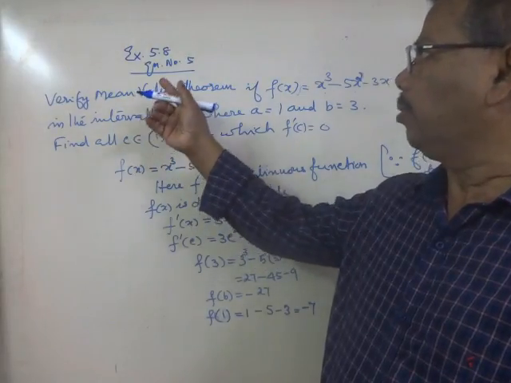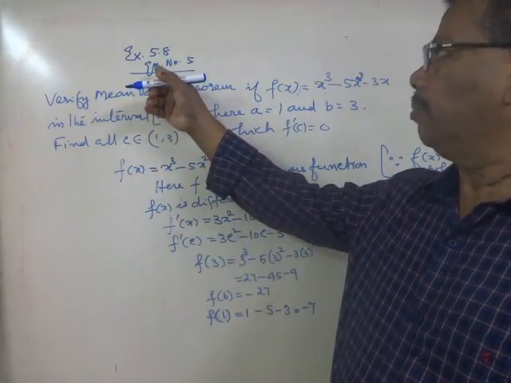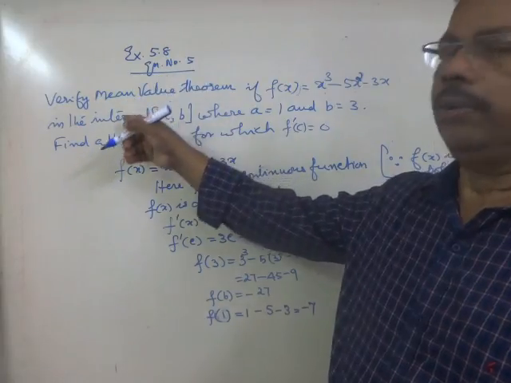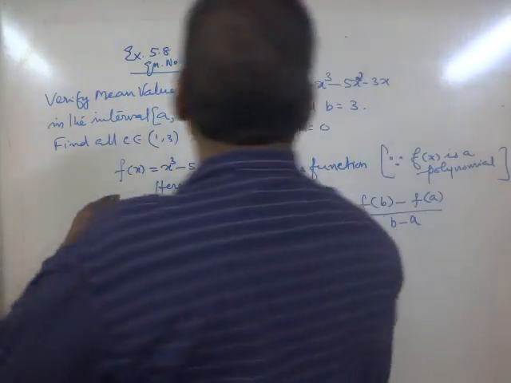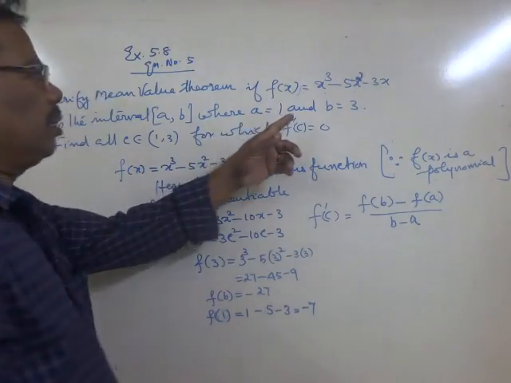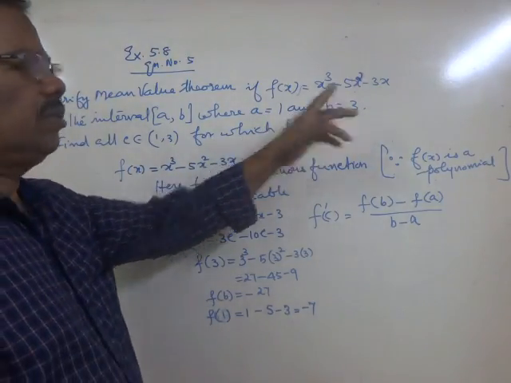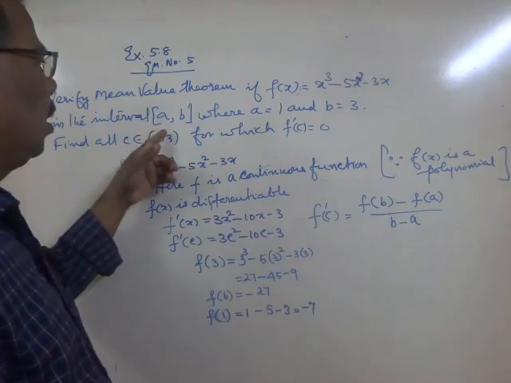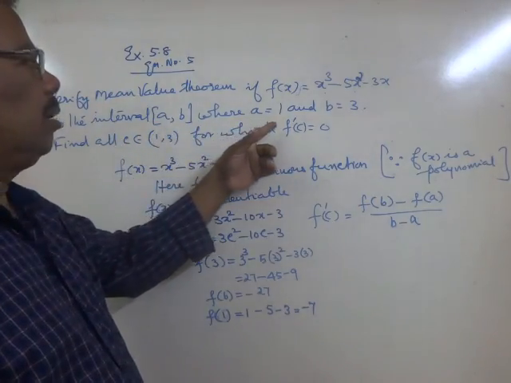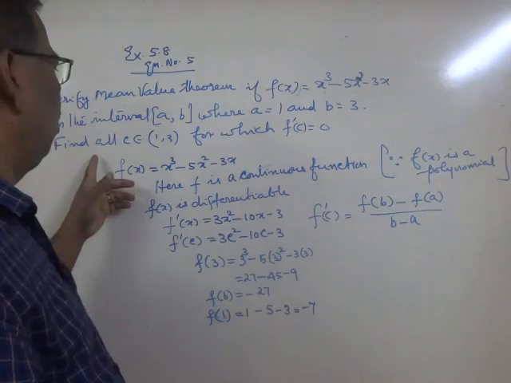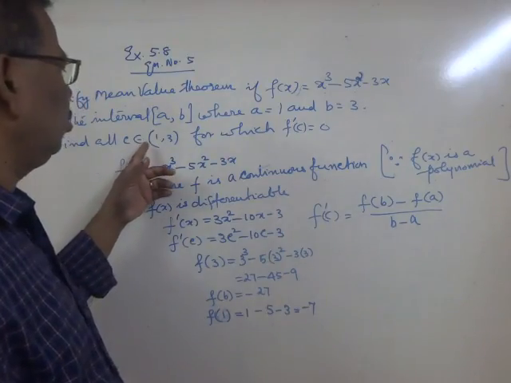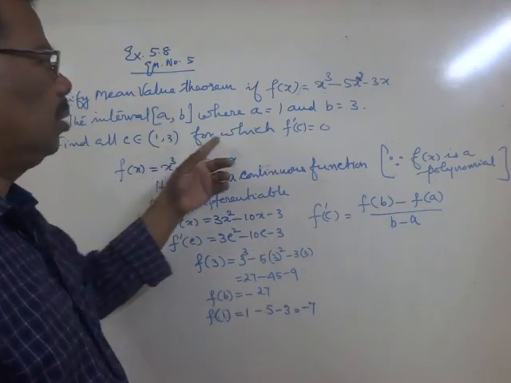Friends, we have another question from exercise 5.8. It is question number 5. Verify the mean value theorem if f of x equals x cube minus 5x square minus 3x in the interval [a, b] where a equals 1 and b equals 3. Find all c that belong to the open interval (1, 3) for which f dash c equals 0.